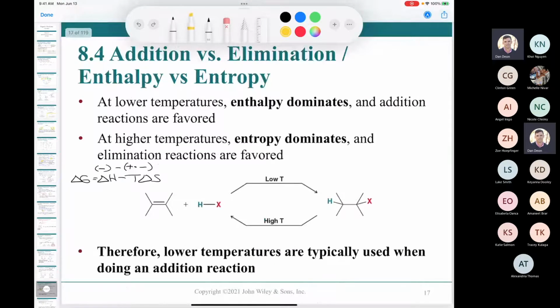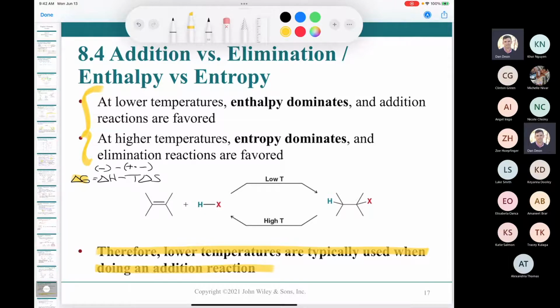Again, to rehash, what we did is we just looked at the formula for change in Gibbs free energy, and we determined that based on the sign of delta H, which is negative, and delta S, which is negative, for our addition reaction, at lower temperatures, the addition is going to be favored, or it's going to be spontaneous. Whereas if you turn up the temperature too high, then elimination is going to be the spontaneous reaction. Give me a thumbs up if you follow me on this. Lower temperature is going to be preferred when we do an addition reaction.